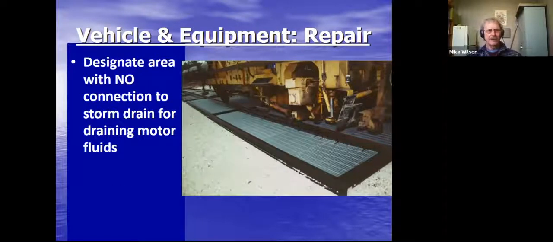You want to designate an area with no connection to storm drains for draining motor fluids. All right, you drain it into a container, but you're going to get a little bit of spillover. So you want it to go onto an absorbent pad or a designated area where it doesn't find its way into the waterway.